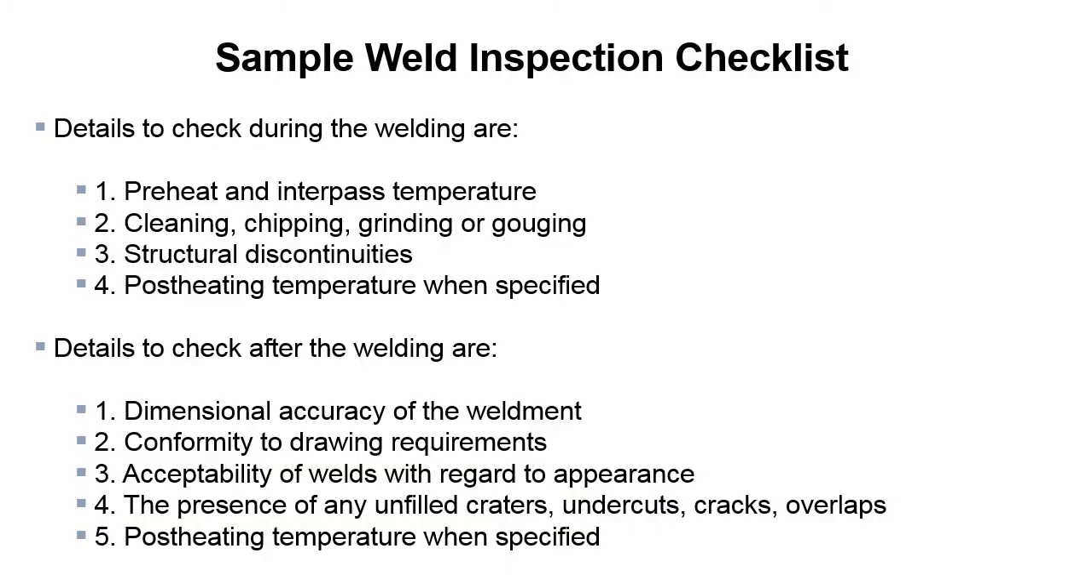The following is a sample weld inspection checklist. These are details to check during welding: preheat and interpass temperature, cleaning, chipping and grinding or gouging, structural discontinuities, post-heating temperature when specified. Details to check after welding are dimensional accuracy of the weldment, conformity to drawing requirements, acceptability of welds with regard to appearance, the presence of any unfilled craters, undercuts, cracks, and overlaps, and make sure the post-heating temperature is there when specified.